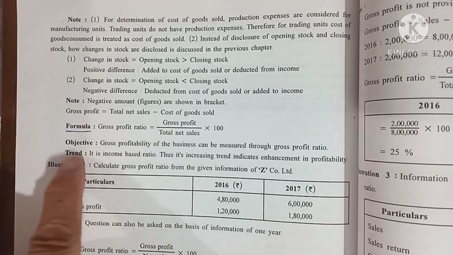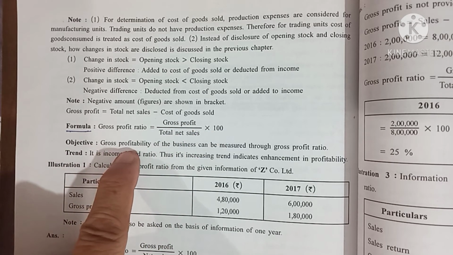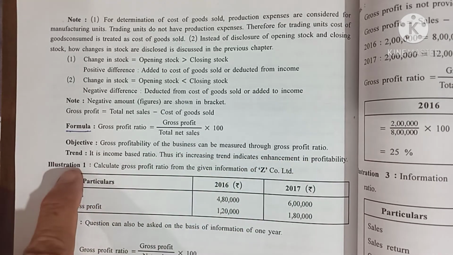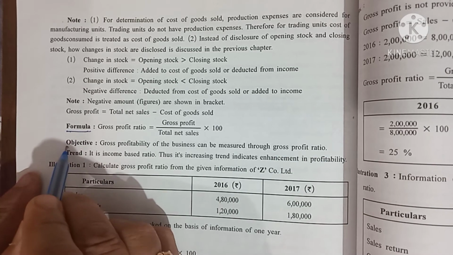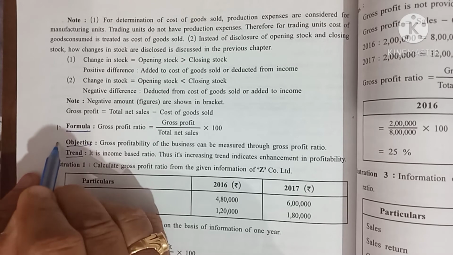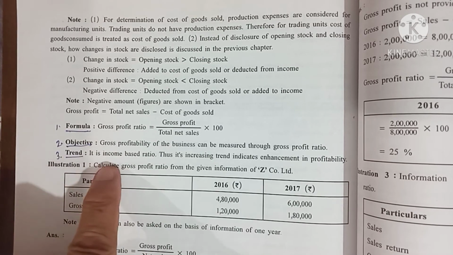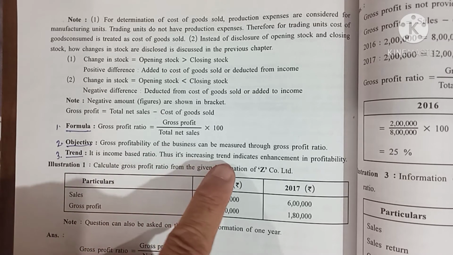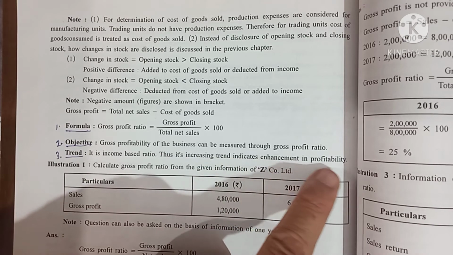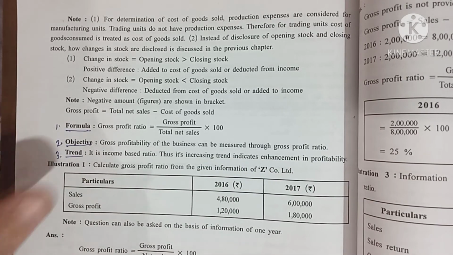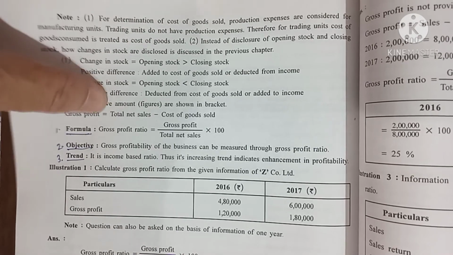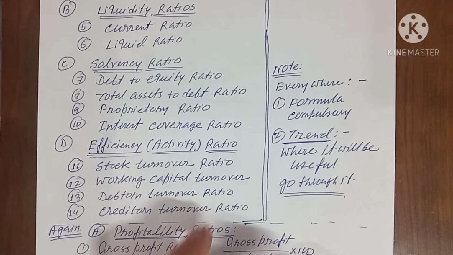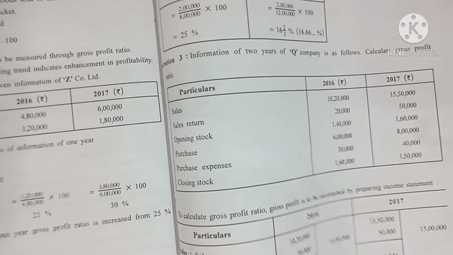This is called the formula. And the objective: the gross profitability of this business can be measured through the gross profit ratio. This is called the trend. So for each formula, these three things you have to learn: first the formula, second the objective, third the trend. The trend is written: it is an income based ratio, thus it is increasing. The trend indicates enhancement of the profitability. Keep in mind, for every formula in your textbook, the objective and trend are there. This objective and trend also you have to learn.